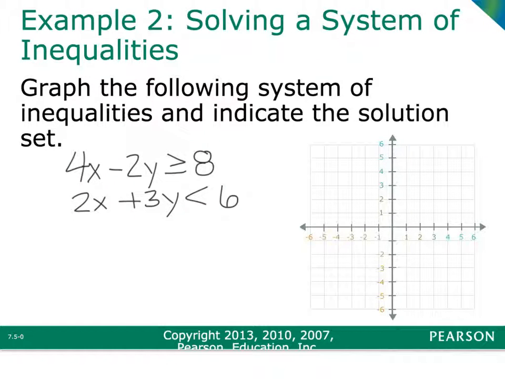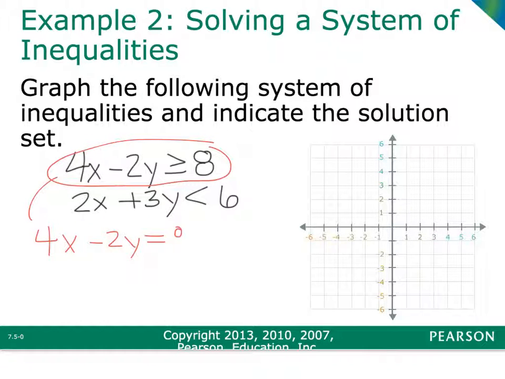Let's say I gave you the inequality 4x minus 2y is greater than or equal to 8. The easiest way to graph that is to find your x and y intercepts. If you want your x-intercept, you need to zero out the y. So you'd have the equation 4x equals 8, so x would be 2. You'd plot that point on your x-axis.